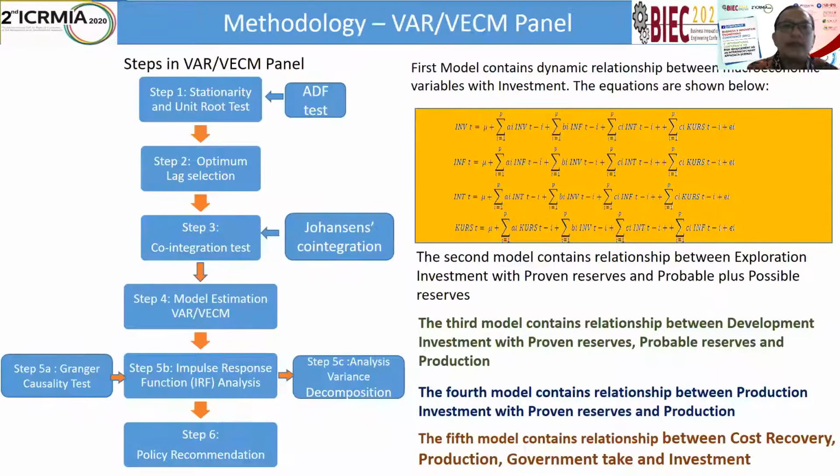Regarding methodology, I'm going to use a Panel VECM. The standard procedure of Panel VECM will be applied, starting with stationarity testing, optimum lag selection, co-integration test, and stability test, with the final output being the impulse response function that can be analyzed as a basis for policy recommendations. There will be 5 models to build, which contain relationships between several variables, for example, macroeconomics with investment, production, and reserves.